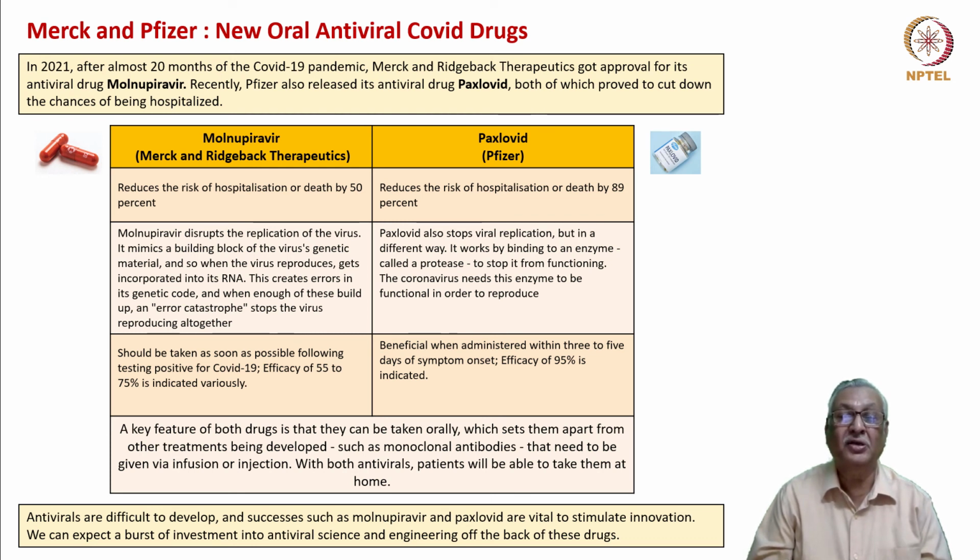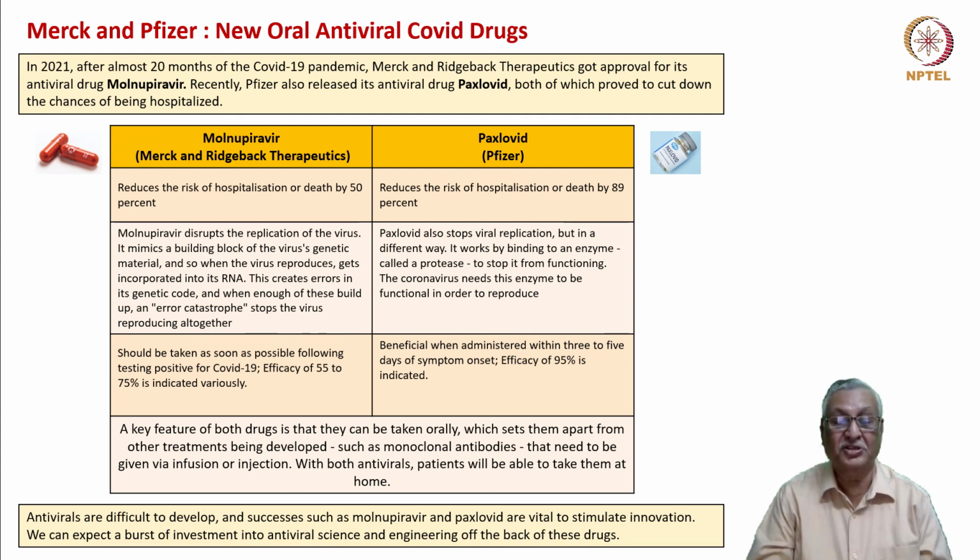Companies started developing antiviral oral drugs. Merck and Ridgeback Therapeutics developed molnupiravir, whereas Pfizer developed Paxlovid. Merck's drug reduces the risk of hospitalization or death by 50%, while Pfizer's is even more impactful. It reduces the risk of hospitalization or death by 89%. Both disrupt the replication of the virus in different ways, and they should be taken as soon as possible following testing positive for COVID-19. A key feature of both the drugs is that they can be taken orally, which sets them apart from other treatments being developed, such as monoclonal antibodies that need to be given via infusion or injection. With both antivirals, patients will be able to take them at home.